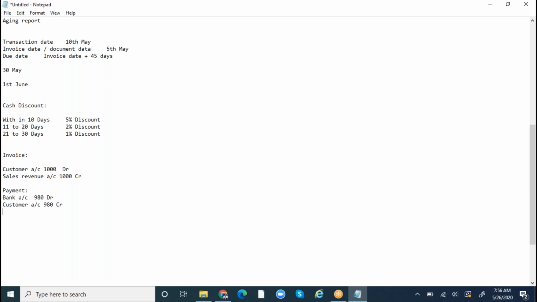Then one more transaction was posted. At the time of invoicing, 1000 is debit. At the time of payment, 980 is credit. So the customer account is credited 20 and the discount account is debited 20. Understood? This is a related transfer.